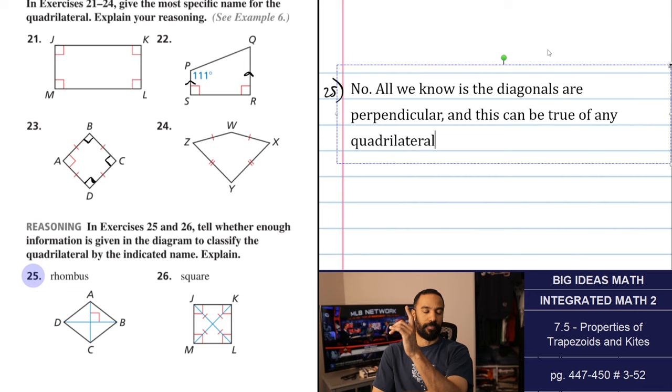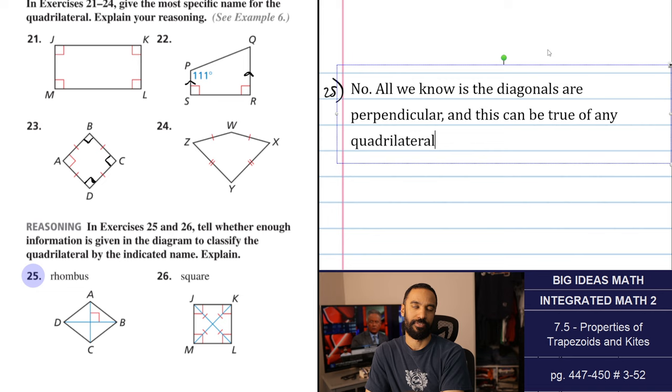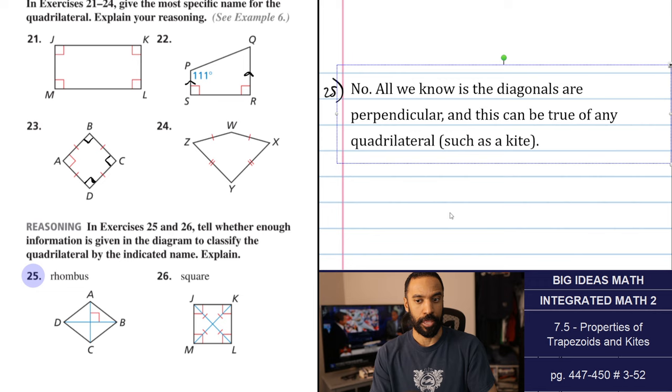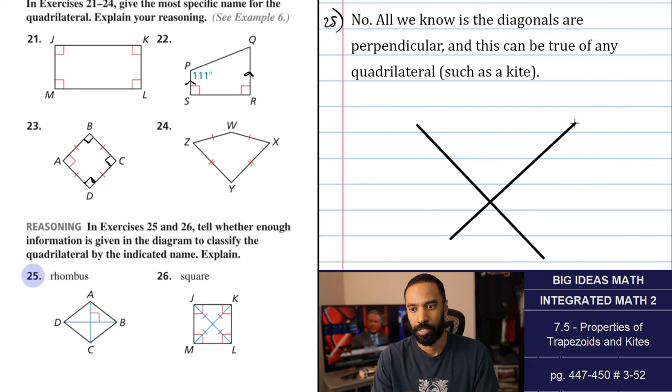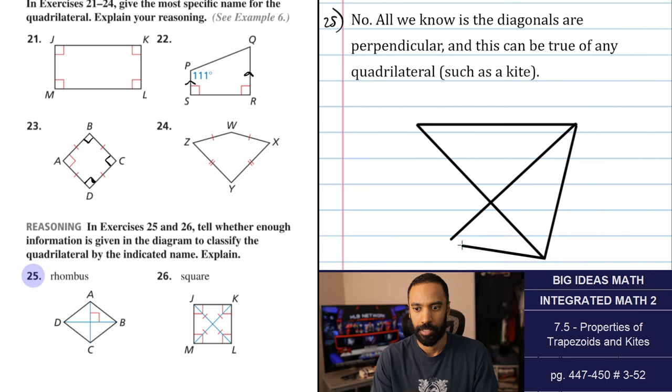I wonder if this would be true to say for rhombus, like if this were also a square, could we also call it a rhombus? Yes. But this could also be a kite. It can really be anything. Kites don't have parallel sides in that way, right? I could make any shape, as long as I make diagonals perpendicular to each other. This isn't a rhombus, this is just a quadrilateral, but the diagonals are perpendicular to each other.